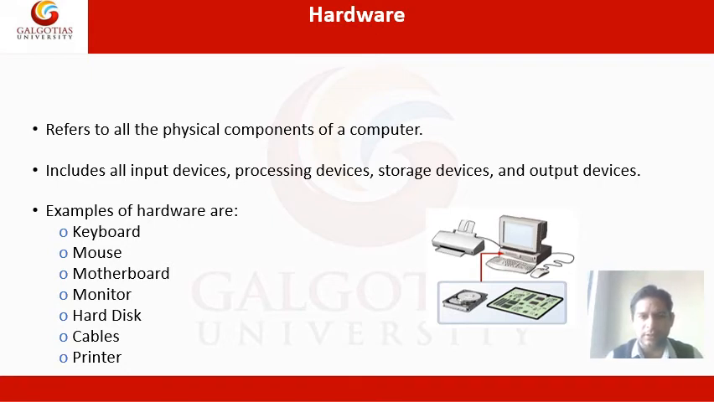It includes all input devices, processing devices, storage devices, output devices, all type of devices, all type of memories. These are the hardware components of your computer system. Here you can see the examples of hardware like keyboard, mouse, motherboard, monitor, hard disk, cables, printer. All these are the hardware components.